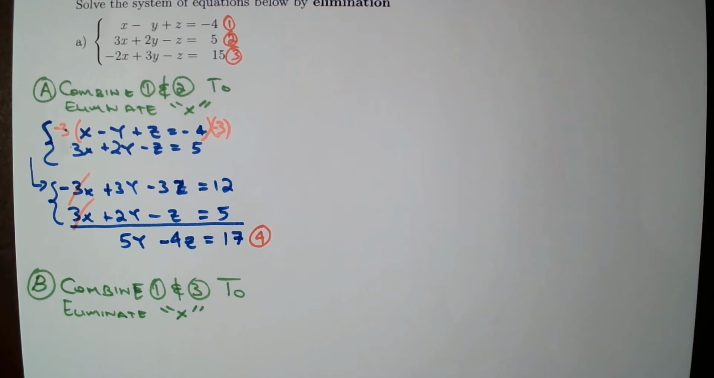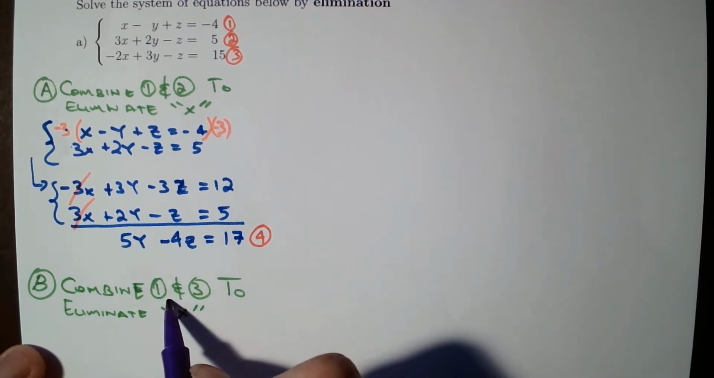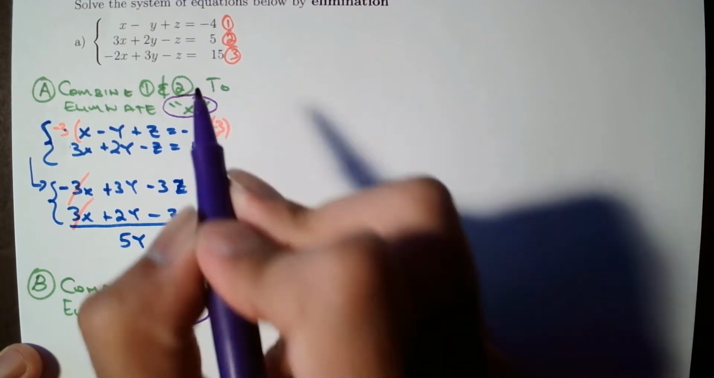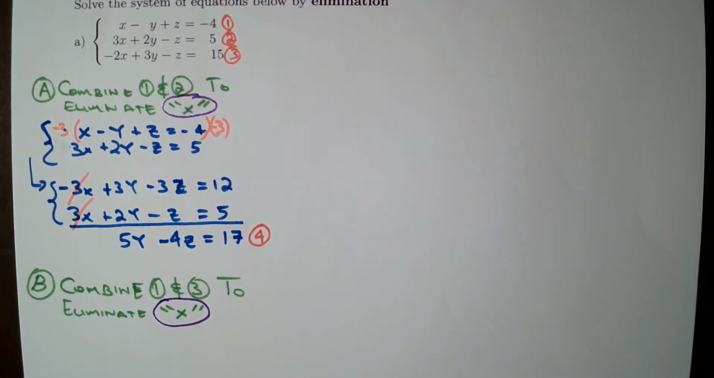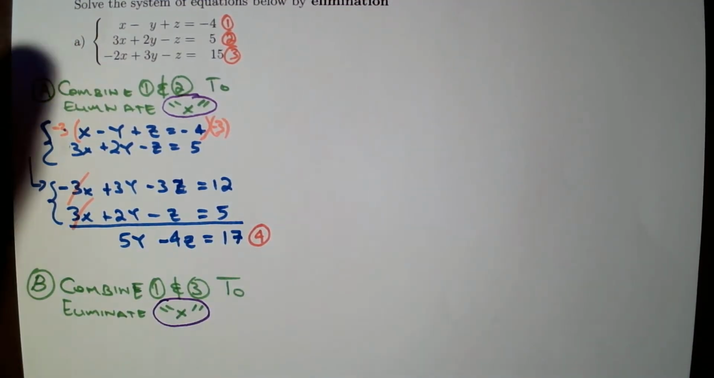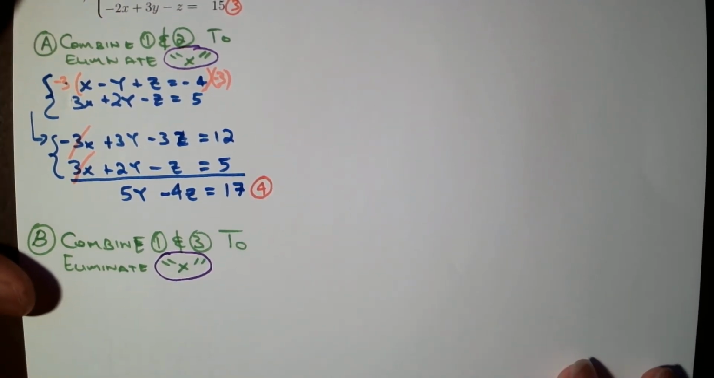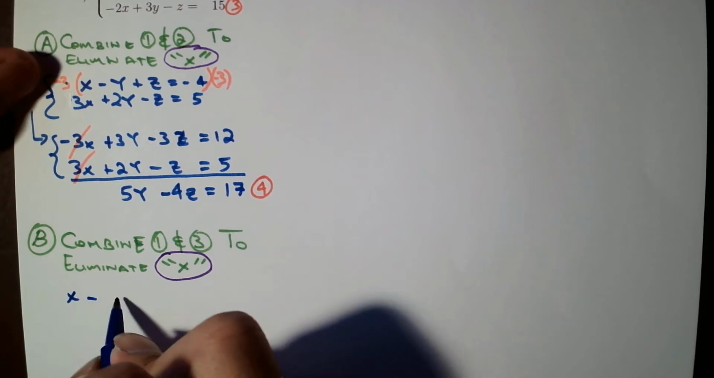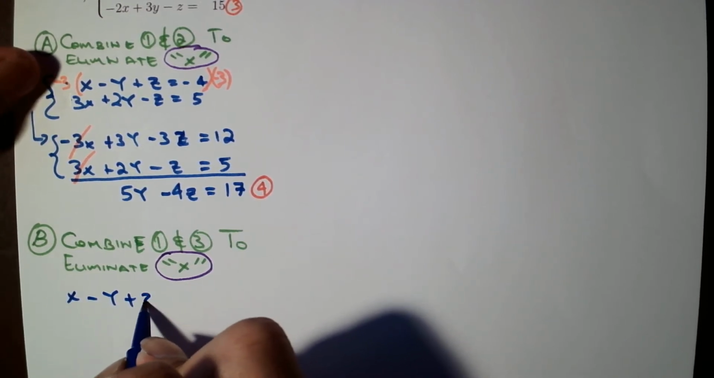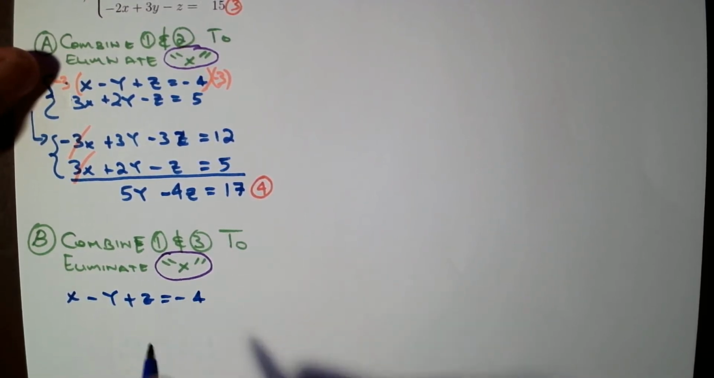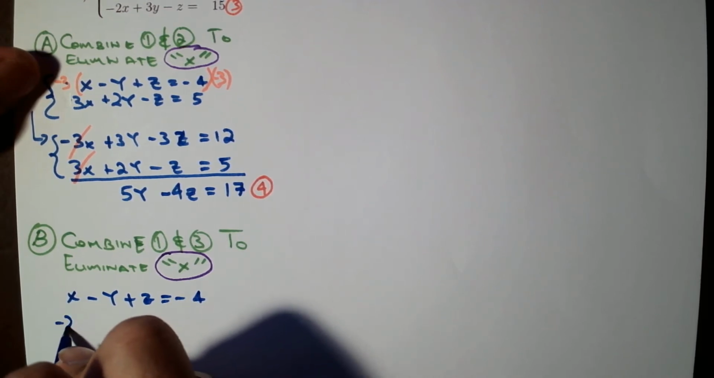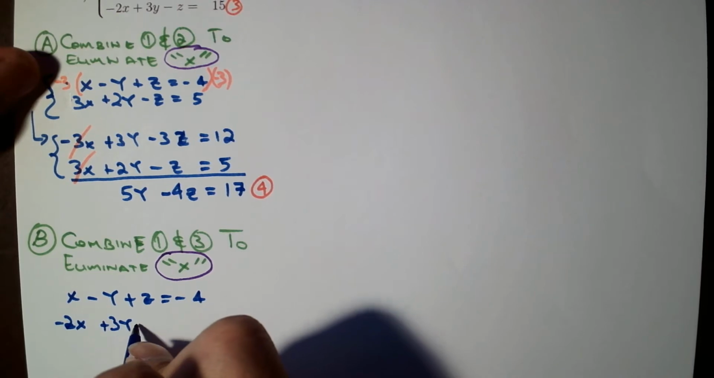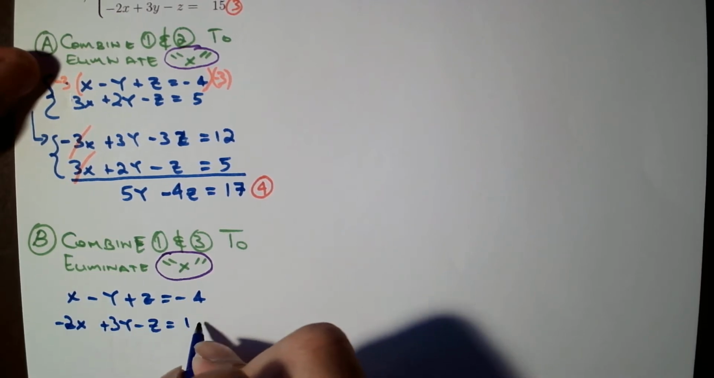Be sure that in steps A and B, we eliminate x. I'm going to circle that. So notice we are eliminating the same variable. I'll show you why. This is going to make a little bit more sense when we get there. So I'm going to combine 1, which is x minus y plus z equals negative 4, and negative 2x plus 3y minus z equals 15.